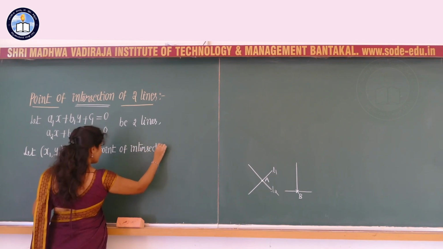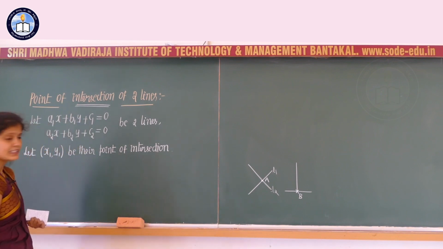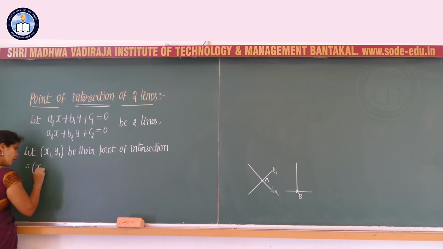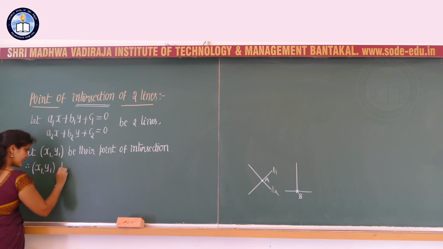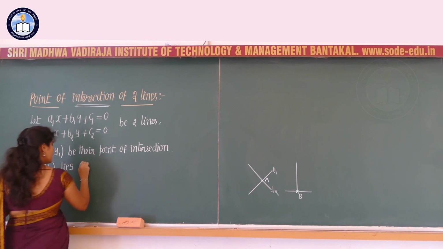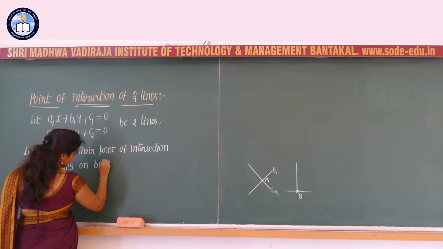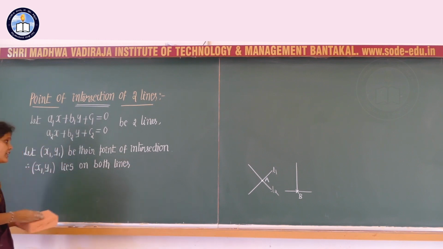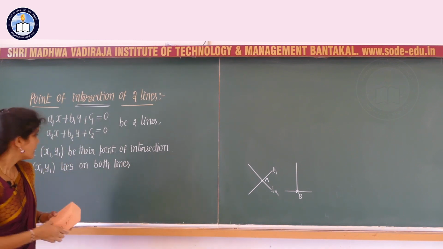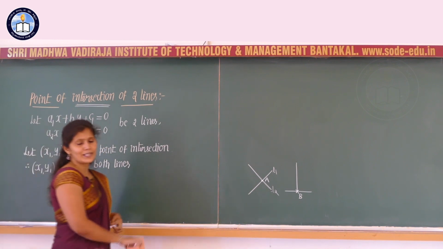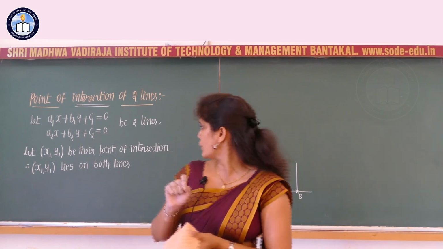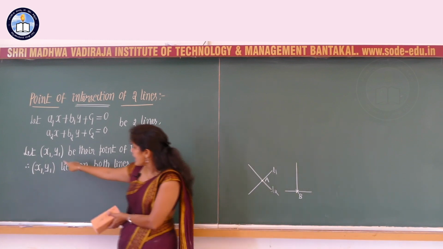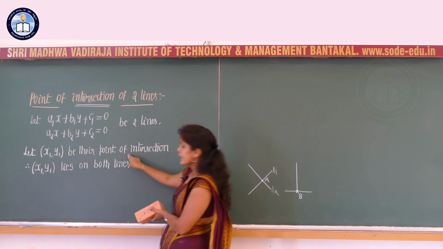Let the ordered pair x1, y1 be their point of intersection. Therefore this point, ordered pair x1, y1, lies on both the lines. This lies on both the lines. So here we can say that a1 x plus b1 y plus c1 equal to 0 and a2 x plus b2 y plus c2 equal to 0 be the given two lines, and we are considering x1, y1 as the point of intersection.